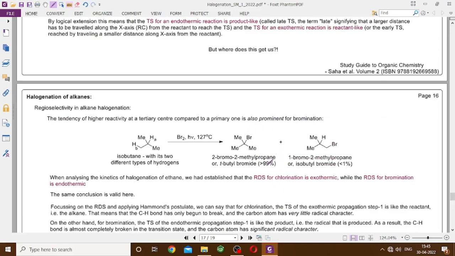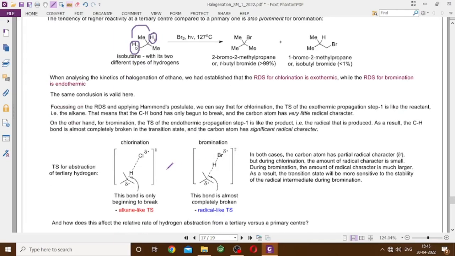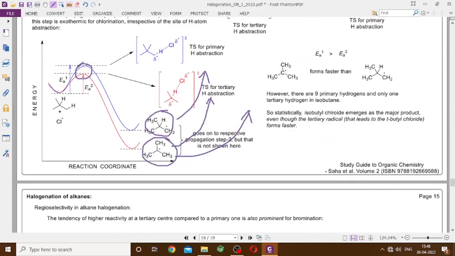So the ratio is not guided by statistics at all. Statistics is not even a minor factor here. 99% of the product is T-butyl bromide. The other 1% product is isobutyl bromide, because the primary hydrogen and tertiary hydrogen's reactivity difference is now 1600 times, which was like only 4.4 times in place of chlorination. But bromination, it is way different. Tertiary hydrogen is way more reactive, which means that the energy difference between these two transition states is very high. Why is that?